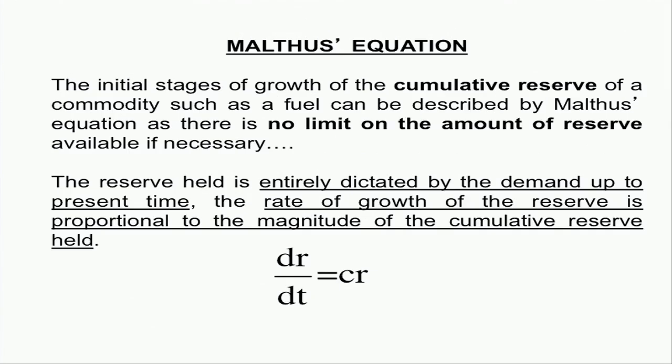Now, as we said initially, the cumulative reserve is going to change with time, as we saw in those previous graphs. The initial stages of growth of, for example, the cumulative reserve of this commodity, in this case oil, we can describe by a simple differential equation. In this case, it's referred to as Malthus's equation. But that assumes there's no limit on the amount of reserve. Remember, the reserve held is entirely dictated by the demand up to the present time. The rate of growth, dr/dt, is proportional to the magnitude of the cumulative reserve, so dr/dt is proportional to little r.